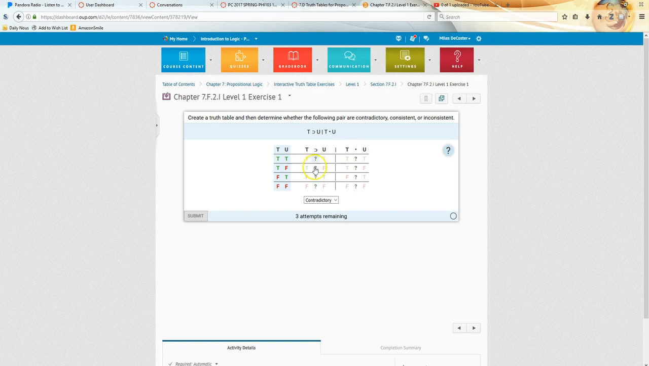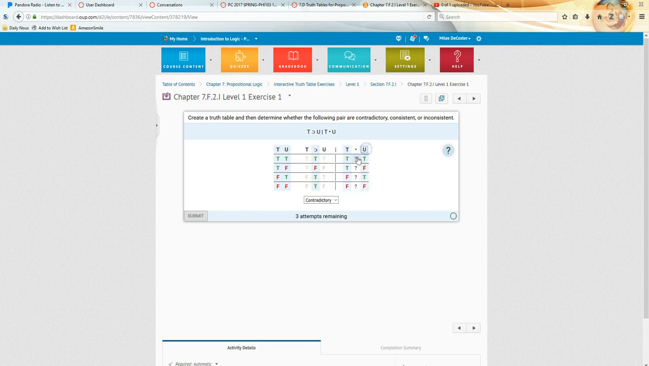So what I'm going to do is fill out the truth table first, and then I'm going to talk about what it means for them to be contradictory, consistent, or inconsistent, and how to evaluate that. I'm going to go left to right here, and look at this statement first. I know that a conditional claim is true in every case except when the first part is true and the second part is false. So this is the one case where it's false, and in these other cases it's true. This is the main operator for this particular claim, and it's true, false, true, true.